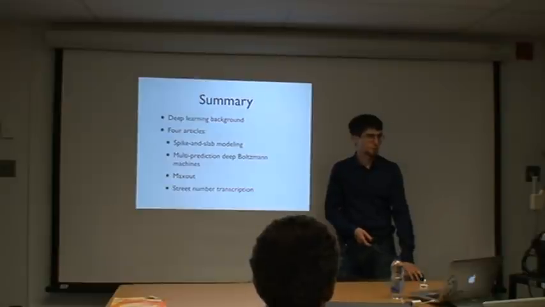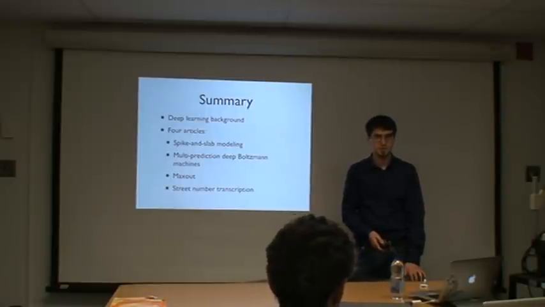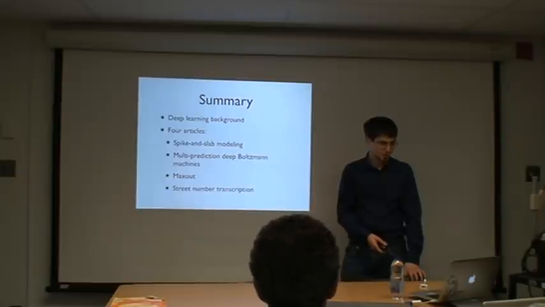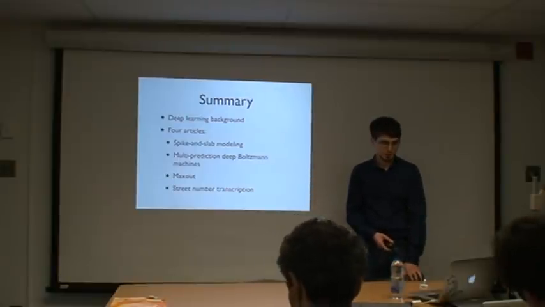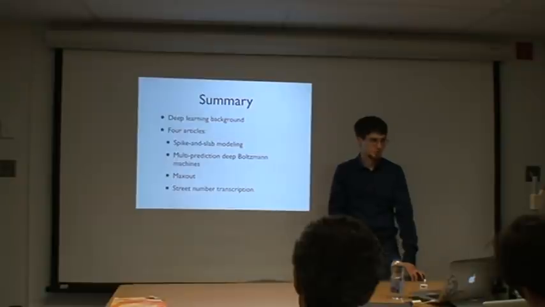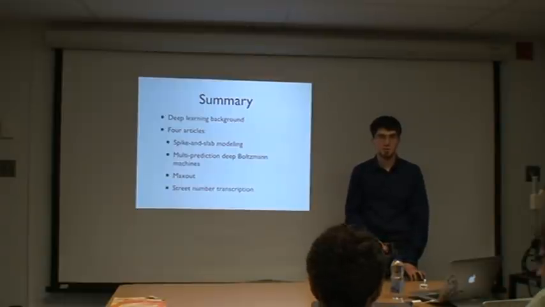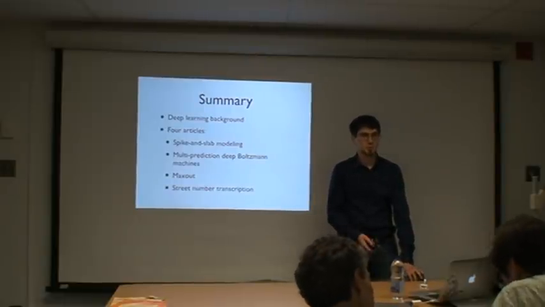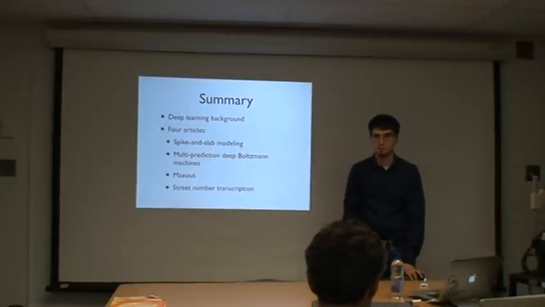As a basic overview, I'm going to give you a little bit of a summary on deep learning, which is the kind of machine learning that I studied for my PhD. And then I'll present 4 different articles that I wrote during the course of my time here. All of them are applied to solving computer vision problems. Other than that, they don't have a lot in common. The first 2 are about probabilistic models, Spike and Slab Sparse Coding, and multi-prediction deep Boltzmann machines. The third article is about a new kind of activation function for neural networks called Maxout. And the last article I'll present is about how we used convolutional networks to transcribe street numbers at Google during my internship there last year.